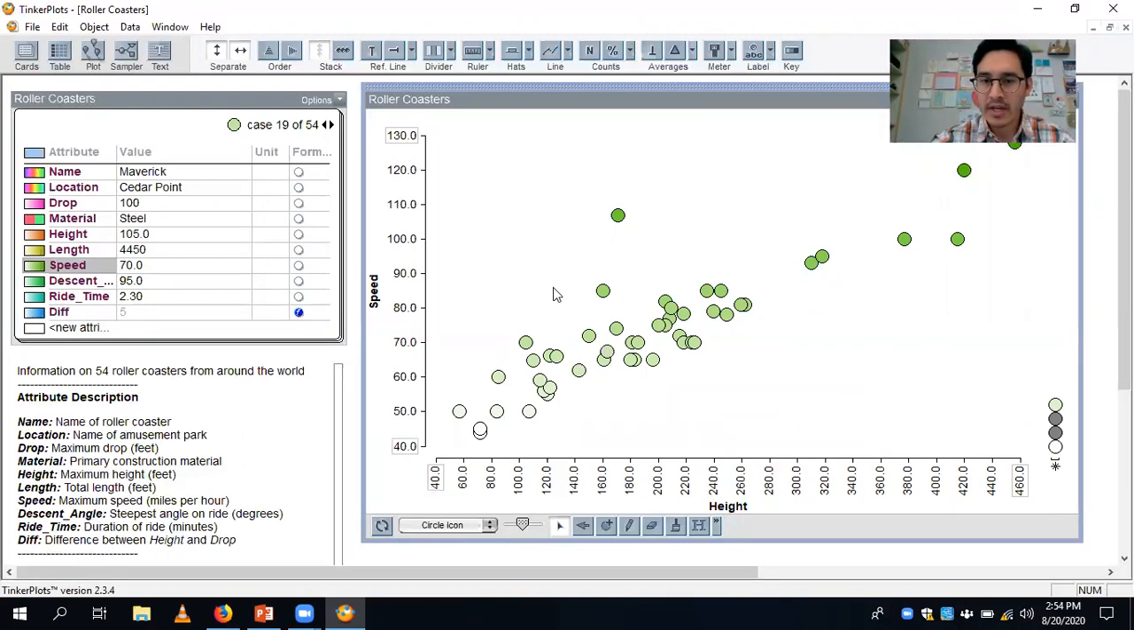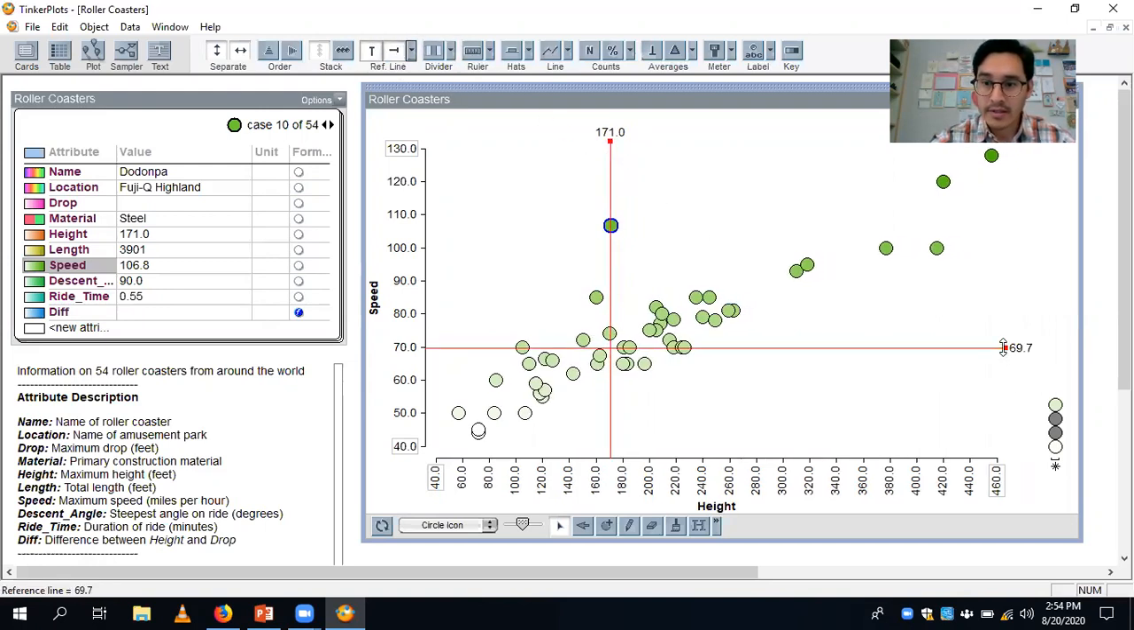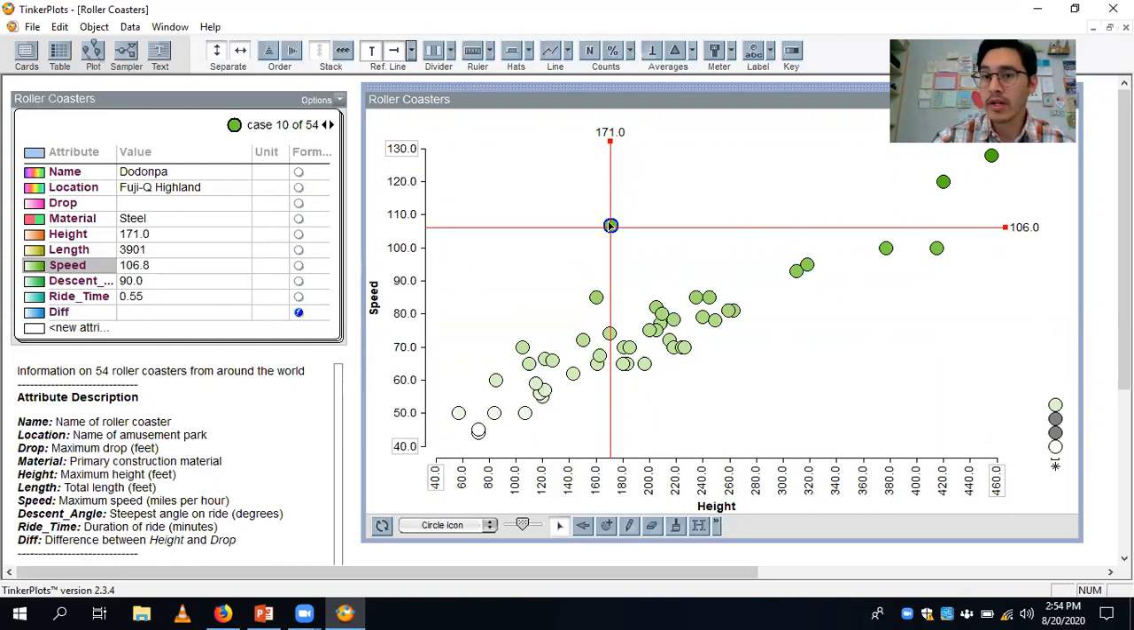Okay. And so I can click now on any one of these points and, you know, I can gather information, or maybe I want to use a line here. So this point lines up with about, I don't know, say 171 feet high, and its speed is about 105 miles per hour, right? So you can take any point and look at its coordinates to see what its measurements are for each variable.